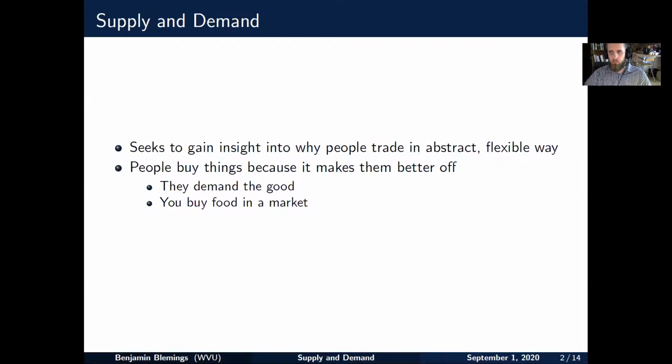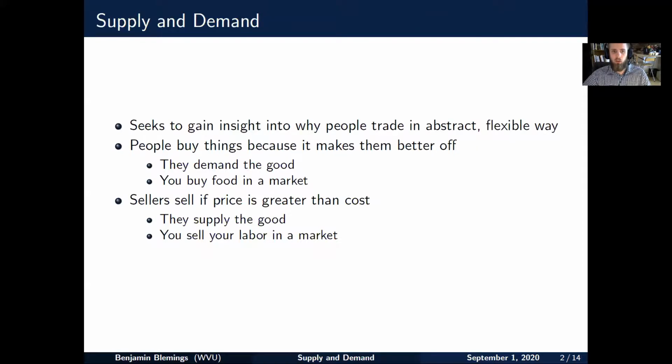So just some high-level intuition. The supply and demand model is seeking to gain insight into why people trade in an abstract and flexible way. The logic embedded in this model at a high level is that people are buying things because it makes them better off. They demand the good, like you buying food in a market. And sellers sell if the price is greater than the cost; they'll supply the good. Something that you do is sell your labor in a labor market, or if you're not now, you plan to after you graduate.